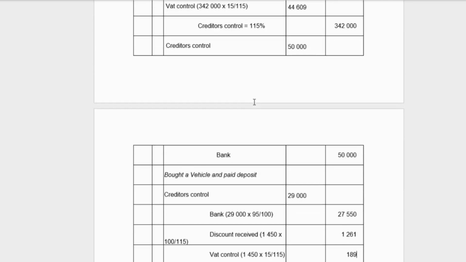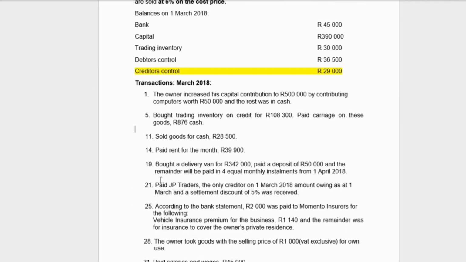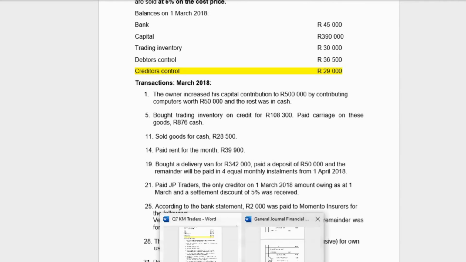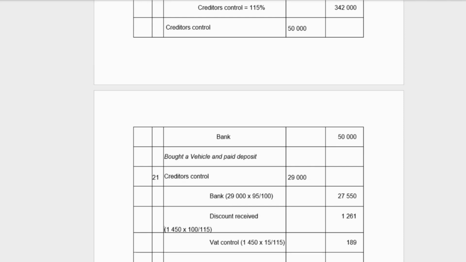Okay. Remember, this transaction happened when? Let's see, I forgot to put the date there. It happened on the 21st, right? So you have to go here and say 21. That's the date, okay? That's how you record. Please do not forget to mention the numbering and the dates on your transactions because it can really cost you. So you need to make sure that you do the right thing.